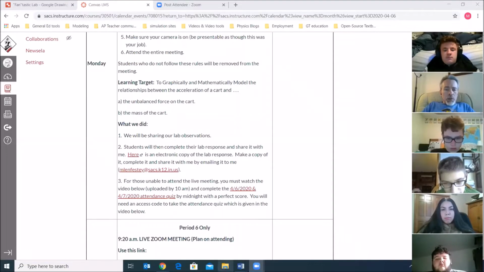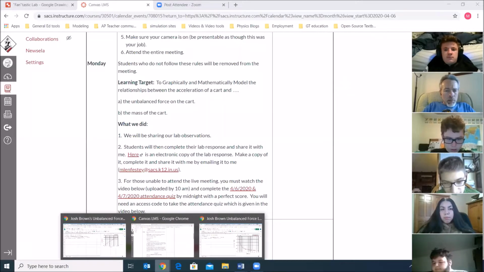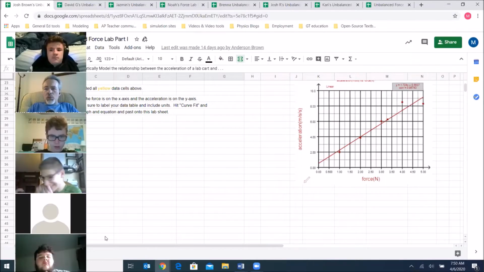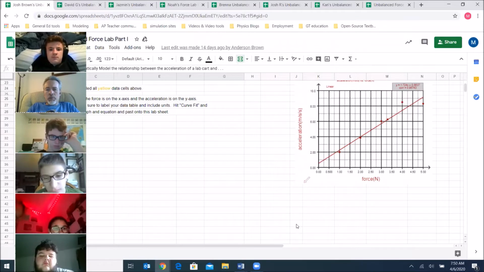Okay, so I want to look at the data that some people had. This is part one, and let me move this over. This is Josh Brown's, and I want you to look at this. This is what his graph looked like. So it kind of looks just like a normal line there.